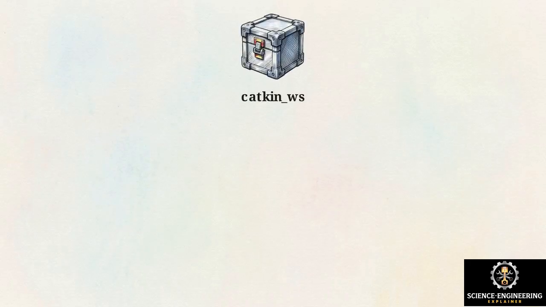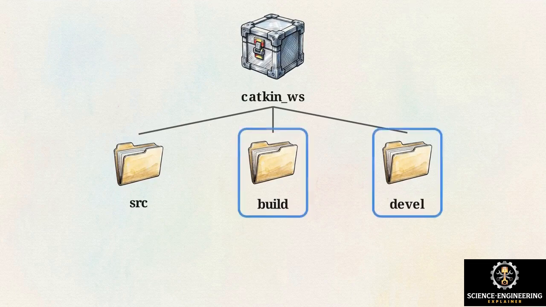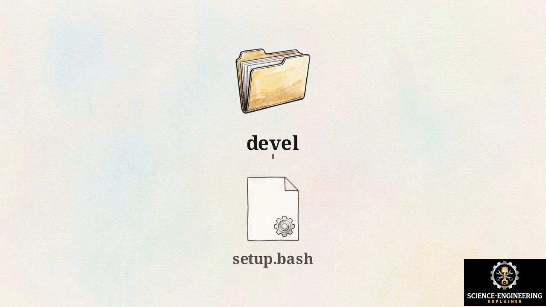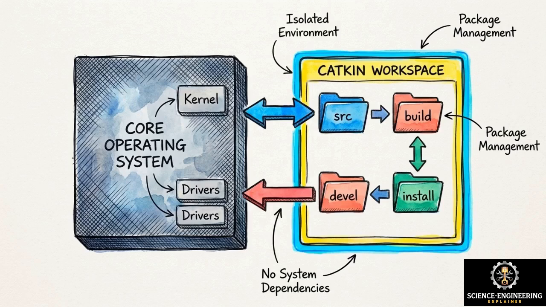This diagram shows the resulting file system layout. The root workspace now contains build and devel folders, which handle the background mechanics of your compilation. For your terminal to recognize this new workspace, you must execute source devel/setup.bash to update your current environment variables. This isolated workspace allows the system to manage code and resolve dependencies without modifying your computer's core operating system files.